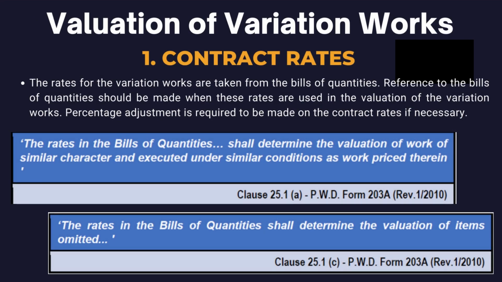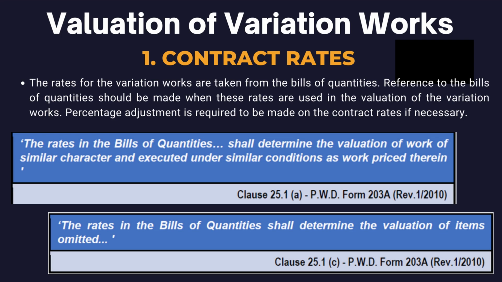Right here, we are going to discuss the first method of valuation for variation works. The first method is contract rates. The rates for the variation works are taken from the bills of quantities. Reference to the bills of quantities should be made when these rates are used in the valuation of the variation works. Percentage adjustment is required to be made on the contract rates if necessary.